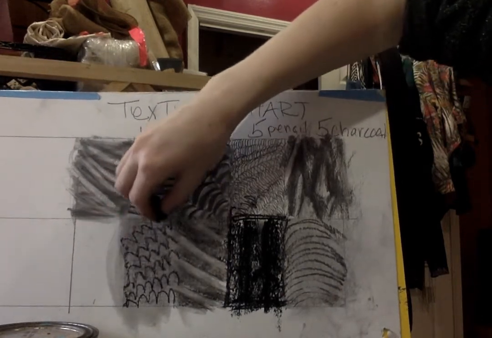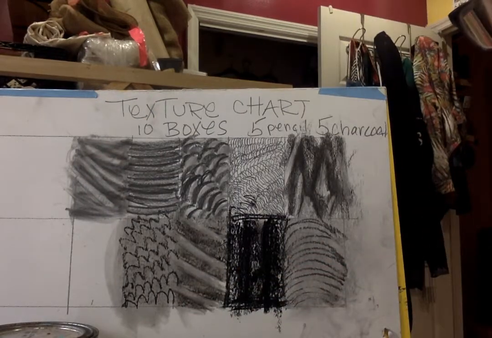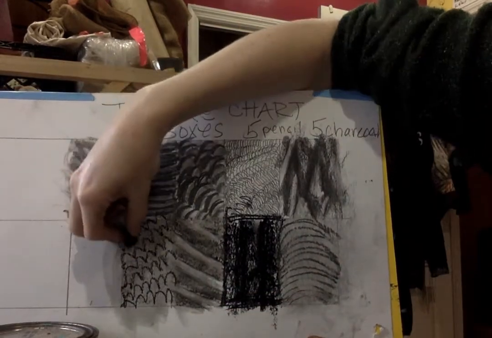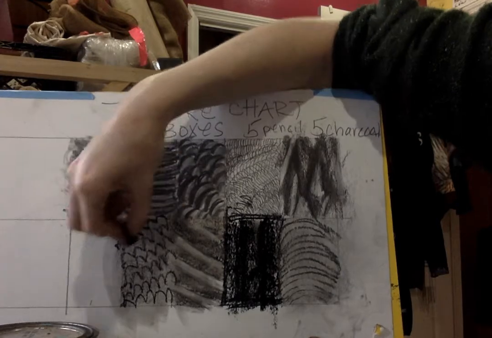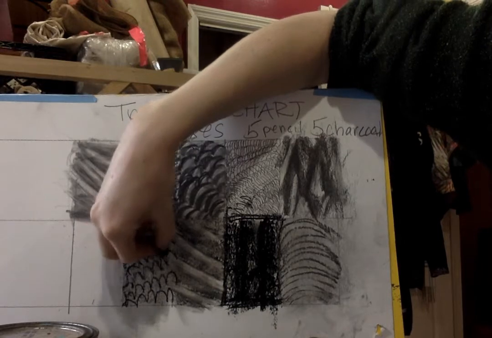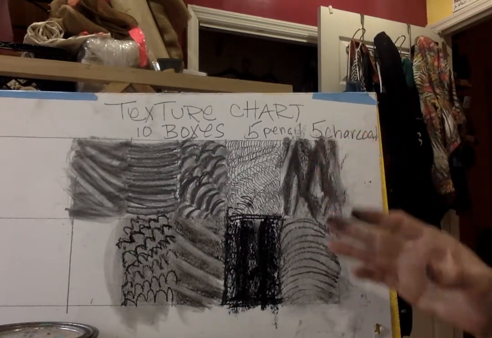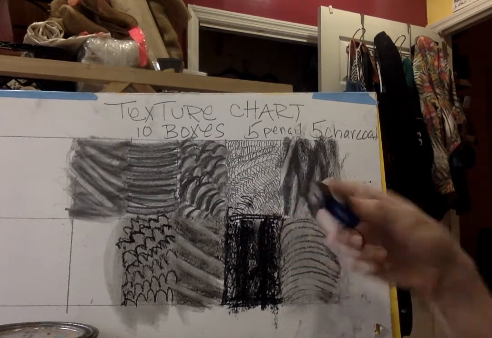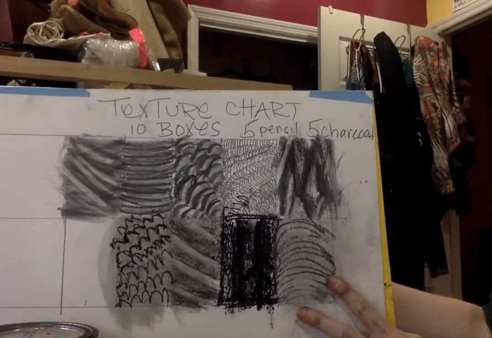but I want you to fill the entire box. So each box needs to be fully filled, okay? And then if you wanted, you could even go over that to make it darker. Okay, so you're going to do 5 in pencil and graphite and then 5 in charcoal. Don't forget to also use your eraser as a drawing tool. You can make marks with the eraser as well. Okay?